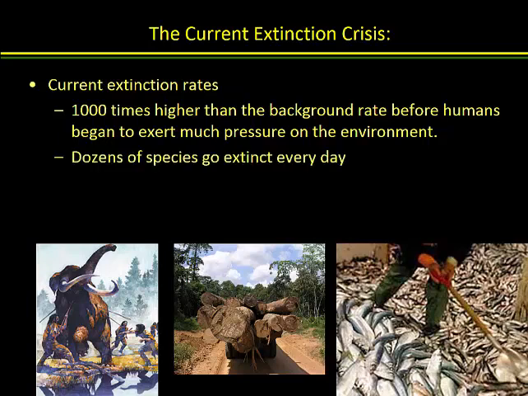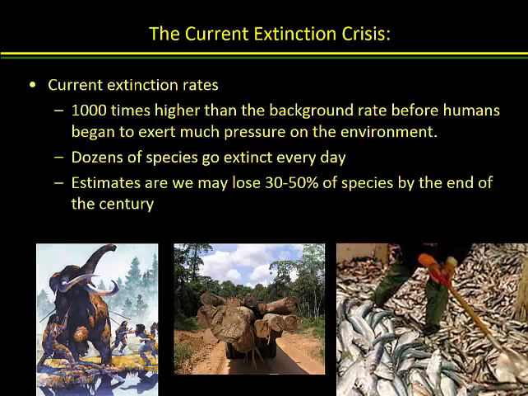We are losing, it's calculated we're losing dozens of species every day, and it's unfortunately estimated that we may lose as much as 30 to 50% of species by the end of this century. I've got some updated stats for you on that a little bit later.